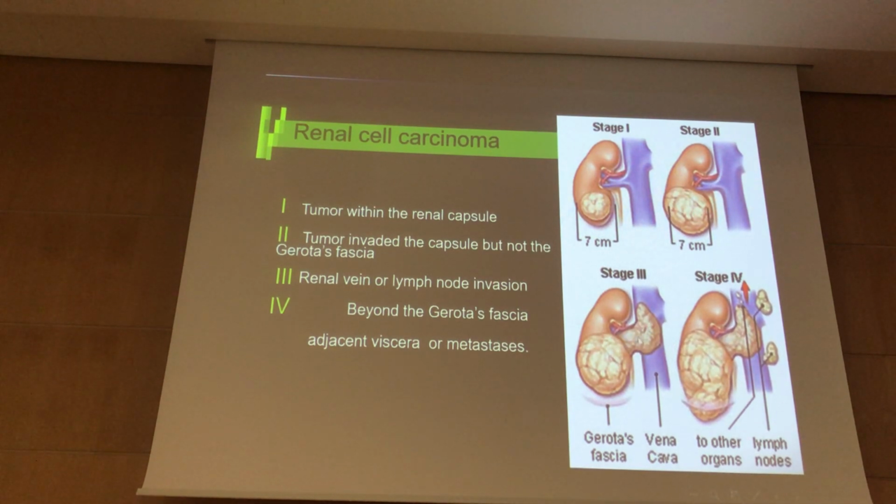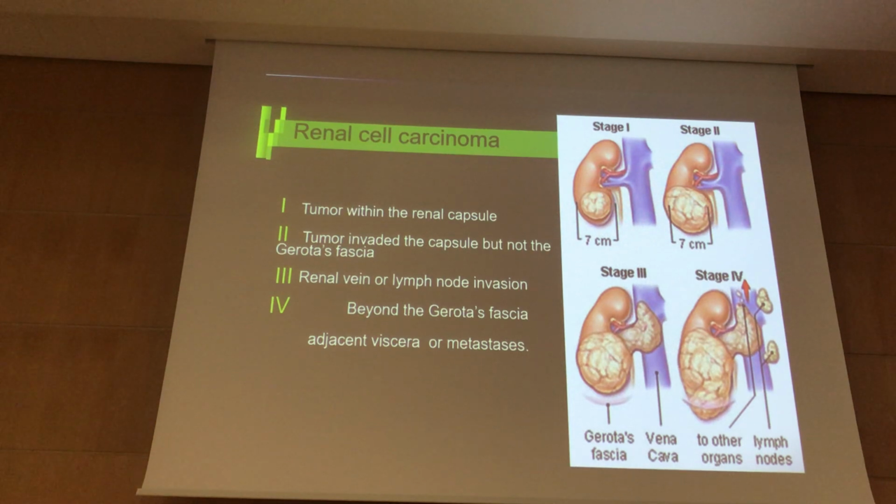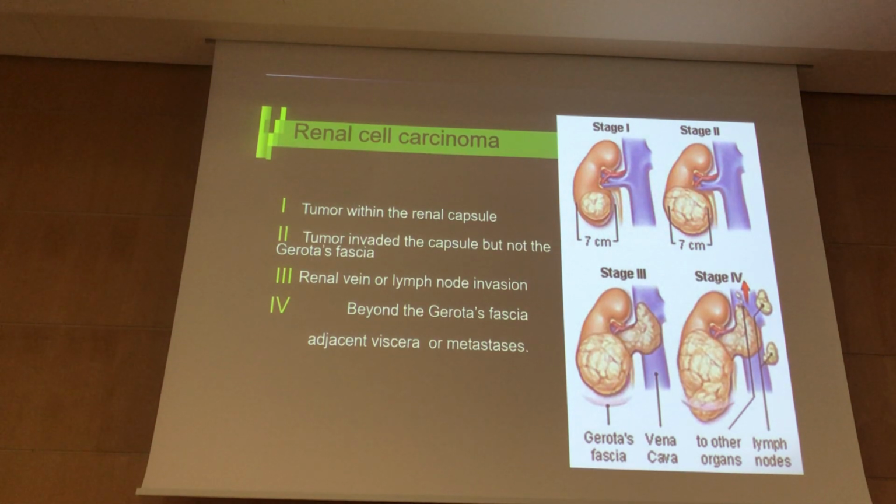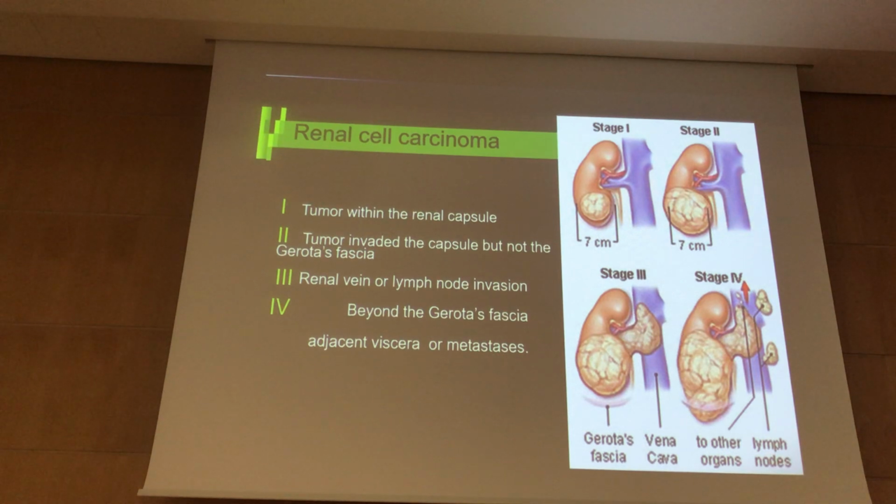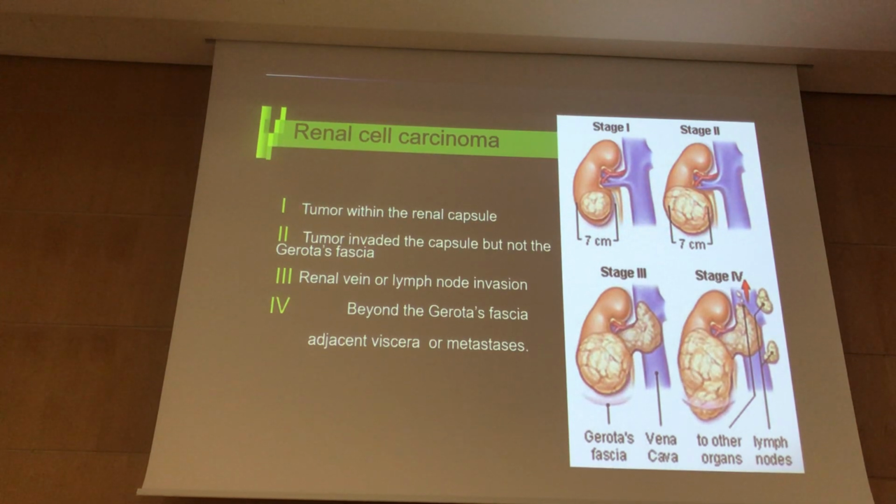If it goes into IVC and the lymph nodes, stage 3. If it goes beyond the Gerota's fascia, into the adjacent liver, adrenal, kidney, any other structure, it is all stage 4. Okay? So anything going beyond the Gerota's fascia into the adjacent organs or metastasis elsewhere is stage 4. Clear on this? I guess now it is very clear.